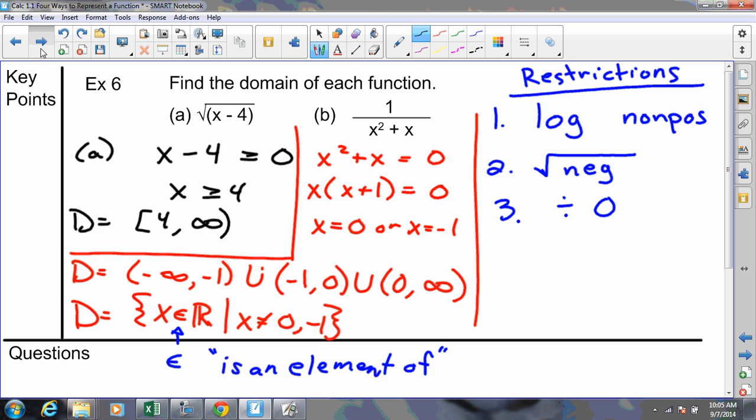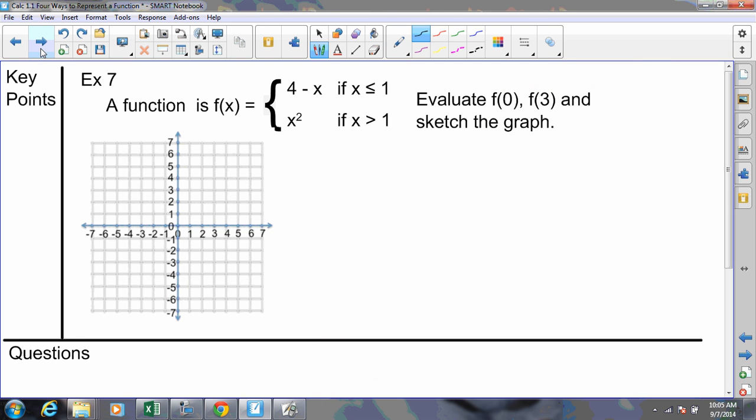Continuing with example 7. A function is f of x. This time we have a piecewise defined function. Remember, a piecewise defined function has multiple different levels and conditions. Whenever we have x is less than or equal to 1, you use the top equation. But if x is greater than 1, you use the bottom equation. So, to start off, evaluate f of 0.